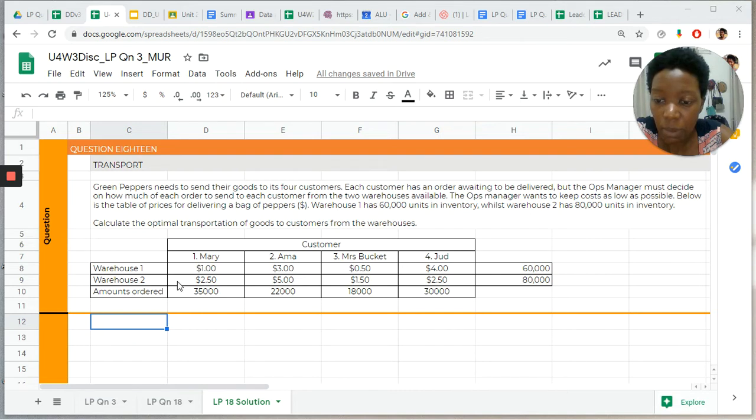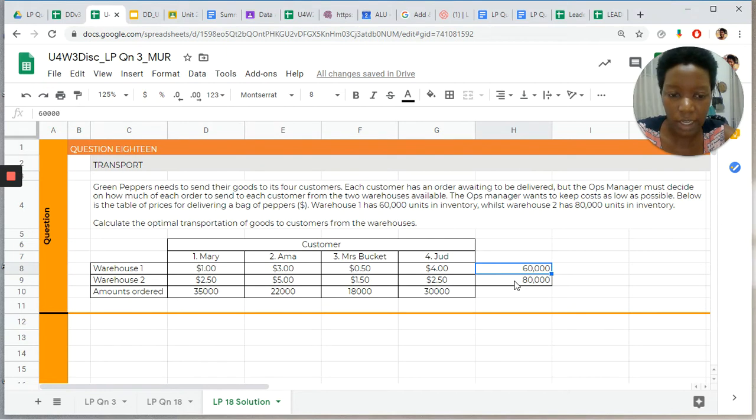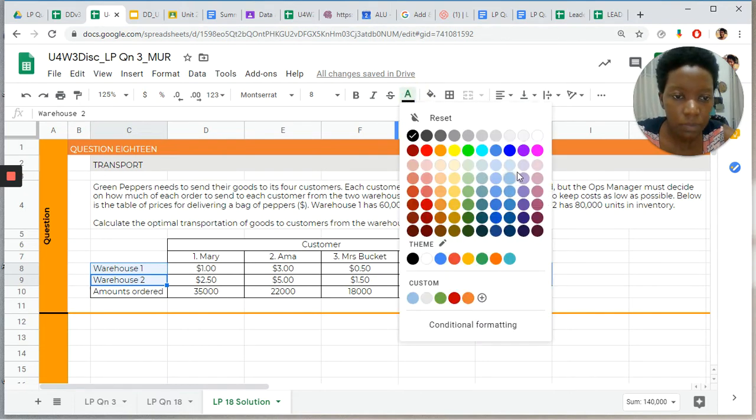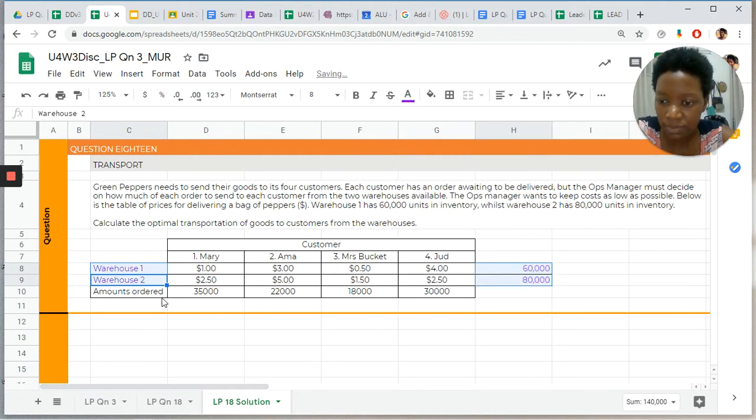And the same can be said about warehouse 2: the cost delivered to each customer, and the amount of inventory available at warehouse 2. I'm going to just select the inventories and the warehouses and make them a different color just to create some distinction between the warehouses and the customers. So let's make these guys purple.